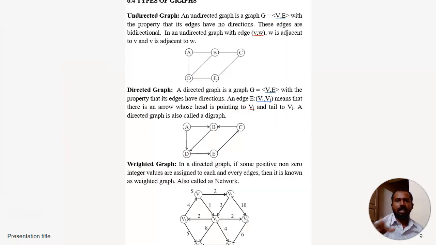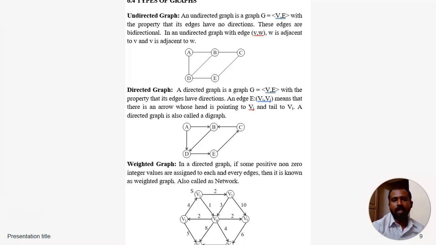Next one, types of graphs. Types of graphs means undirected graph, directed graph, weighted graph. What is meant by an undirected graph? An undirected graph is a graph G equal to vertices and edges with the property that its edges have no directions. These edges are bidirectional in an undirected graph with edges v comma w. W is adjacent to v and v is adjacent to w.